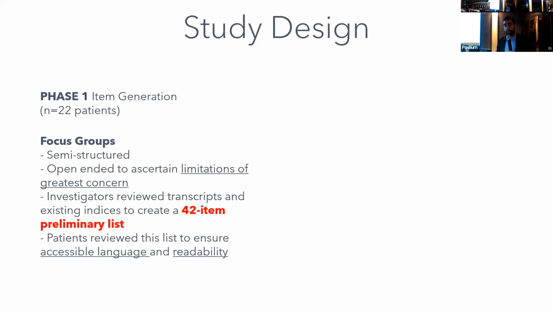So we prospectively recruited in our phase 1, 22 patients for semi-structured focus group interviews, and we asked open-ended questions to ascertain these limitations of greatest concern. And together with our team of investigators, we reviewed these transcripts and came up with a 42-item candidate list of items. Patients reviewed this list to ensure accessible language, readability, accessibility.